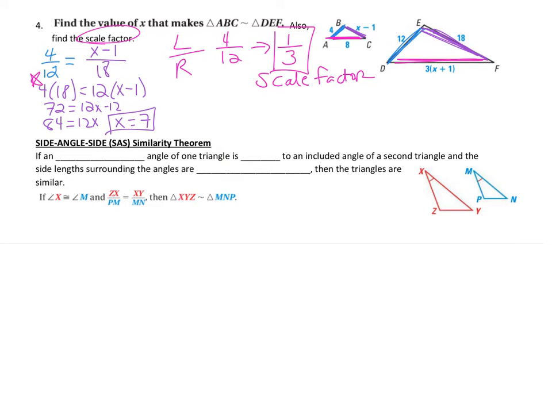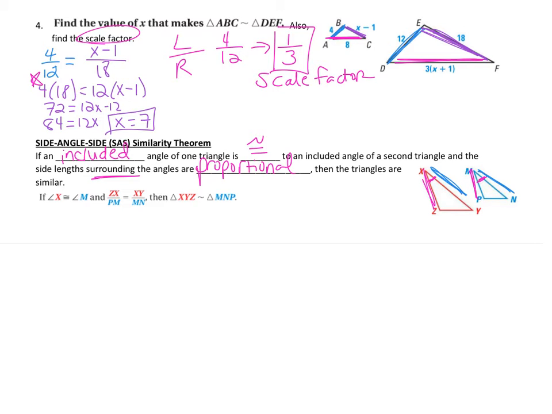For the last similarity theorem of reasons why we can prove that two triangles are similar is side, angle, side. So if an included angle of one triangle is congruent, because remember angles are congruent, to an included angle of a second triangle, and the side lengths surrounding the angles are proportional, then the triangles are similar to each other. So if you notice that this angle X and angle M are the included angles, because the sides surrounding them are proportional to each other.